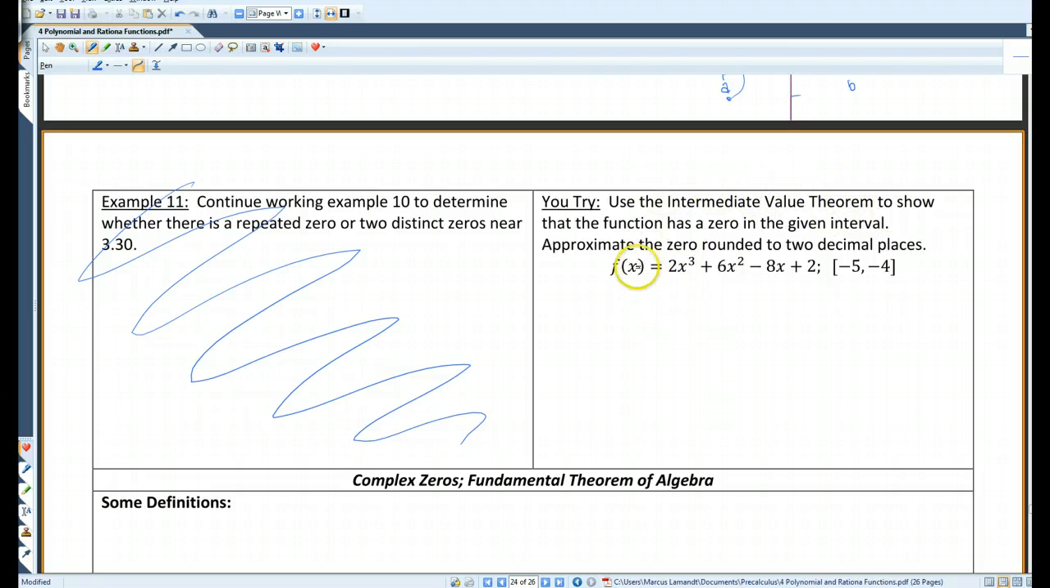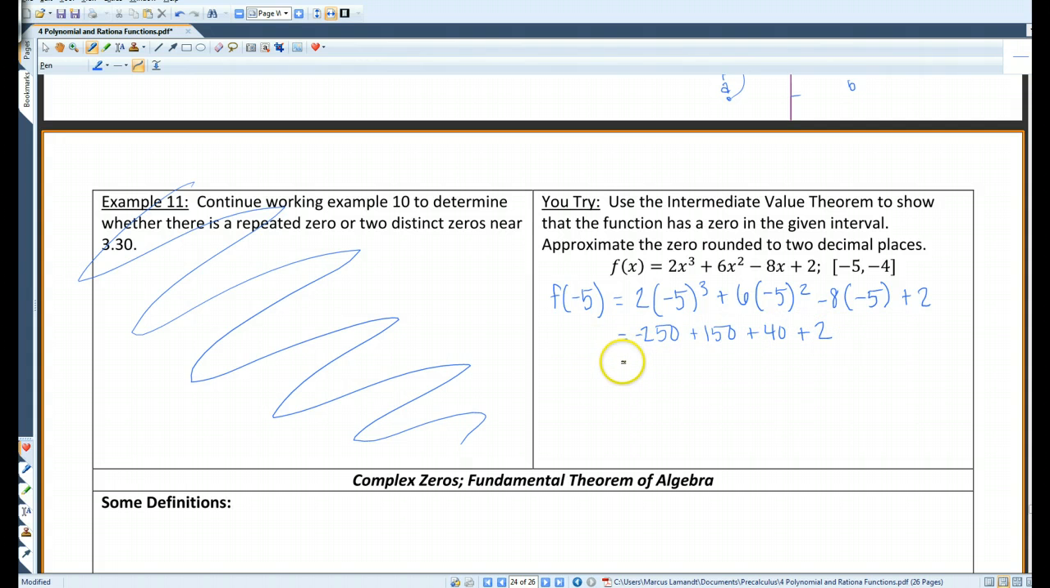Use the intermediate value theorem to show that the function has a 0 in the given interval. So, let's just plug in the values. If you plug in negative 5, 2 times negative 5 to the third power plus 6 times negative 5 squared minus 8 times negative 5 plus 2. Negative 5 cubed is negative 125 times 2 is negative 250. This is positive 25 times 6 is 150. This gives you 40. This gives you 2. And if you add all this together, it's negative 100 plus 40 is negative 60 plus 2 is negative 58.